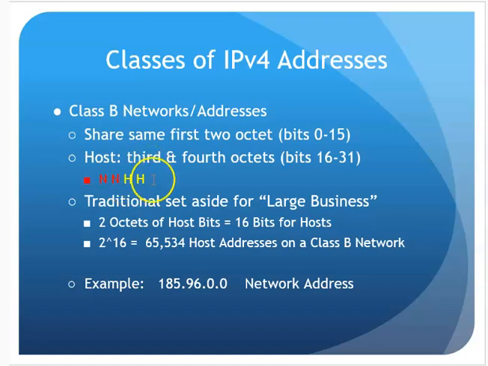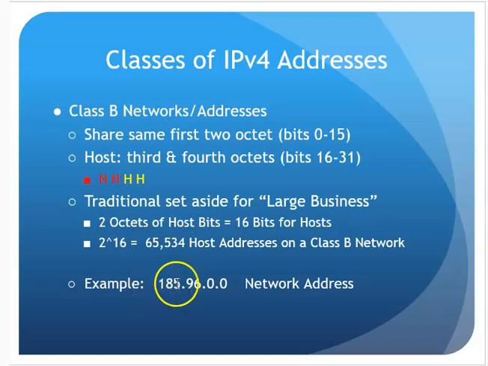Well, those 2 octets are 16 bits, so mathematically speaking, 2 to the 16 meant they had 65,534 host addresses they could use on that network. So again, that was set aside for a large company, a large business.